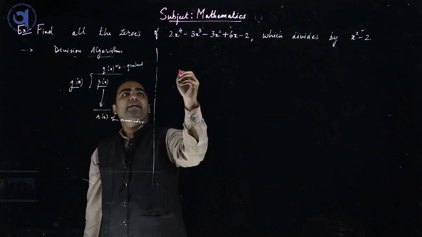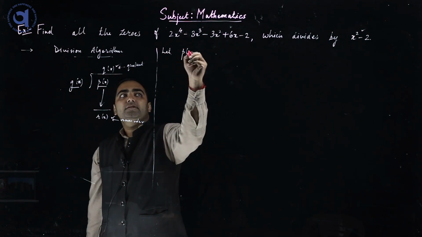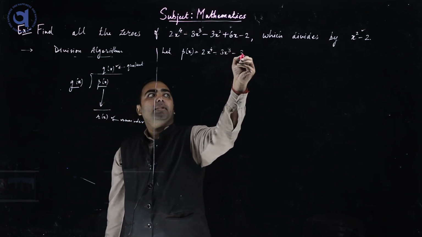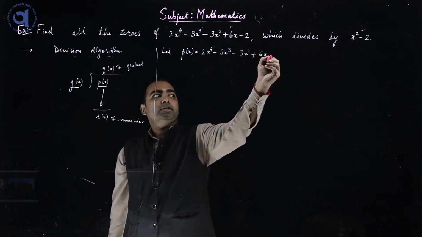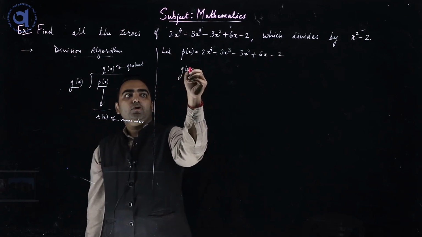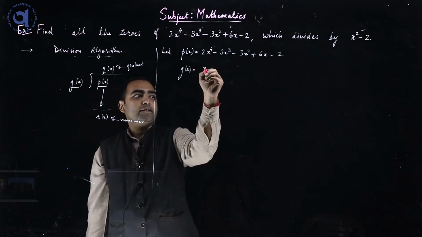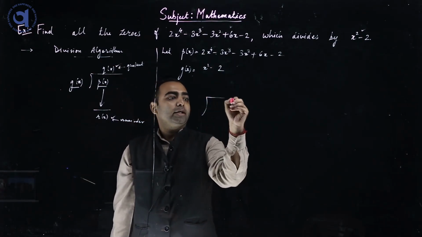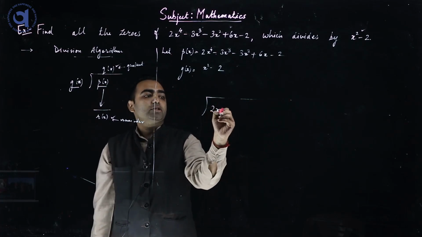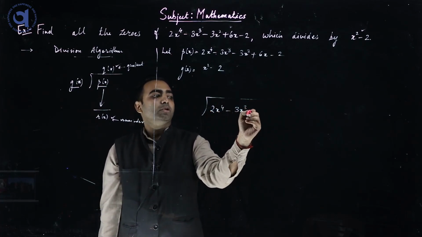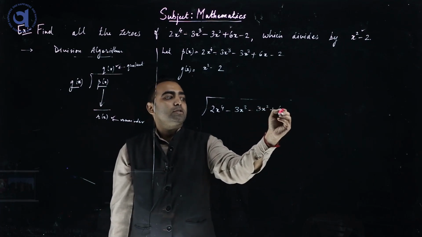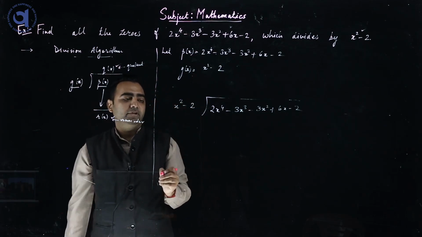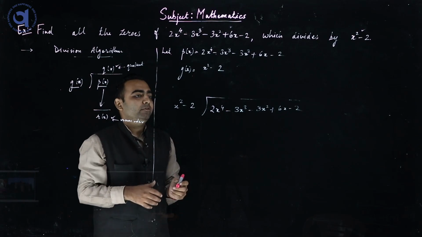So first of all, let p of x equal 2x raised to 4 minus 3x cube minus 3x square plus 6x minus 2. In the same way, g of x is also given: g of x equals x square minus 2. Now let us solve it using the division algorithm. So I will write 2x raised to 4 minus 3x cube minus 3x square plus 6x minus 2 divided by g of x, the value of it, that is x square minus 2.